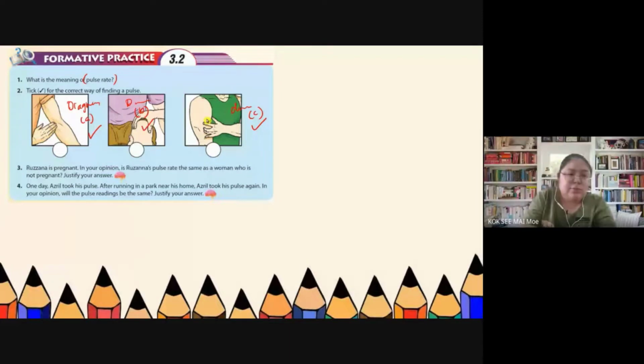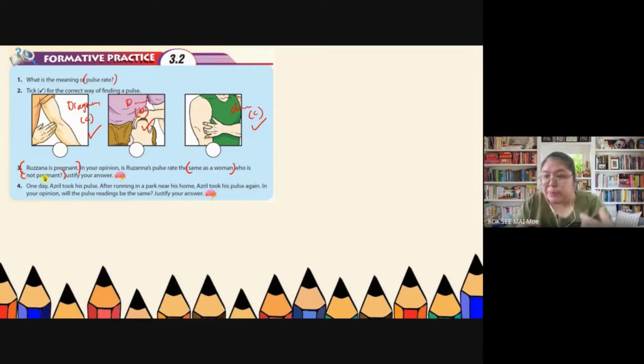Then number three, they ask you, Rosanna is now pregnant. In your opinion, is Rosanna's pulse rate the same as the woman who is not pregnant? Now you tell me number three. Same or different? Pregnant woman and non-pregnant woman, is it the same pulse rate? Different. Sure different. Why? Because you need to pump the blood more already. You got another baby in your body.